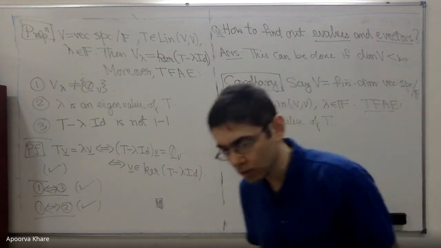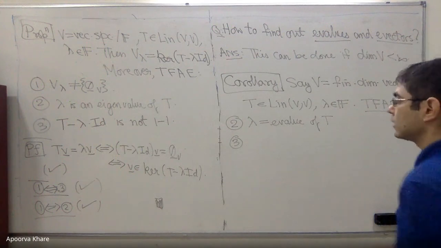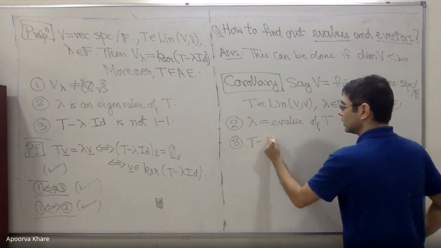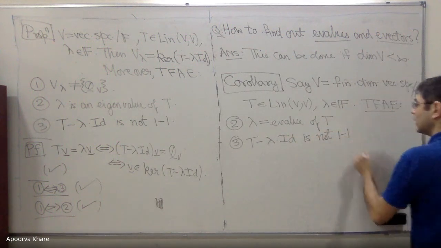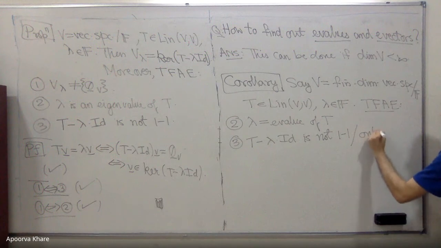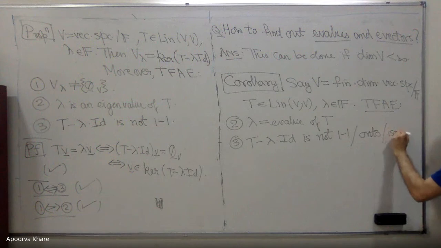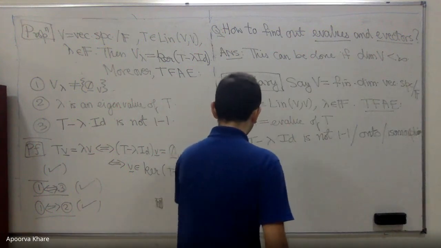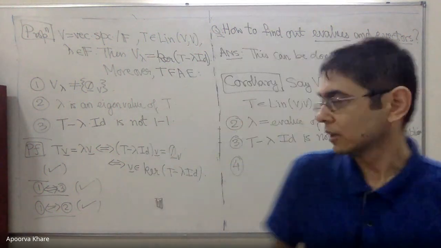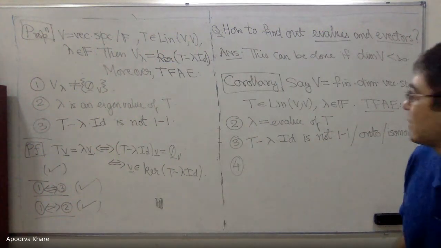Three: T minus lambda identity is not one to one, or is not onto, or is not an isomorphism. I'm just squishing it there. And the fourth condition, the extra condition that is equivalent. So 2 is literally 2, 3 is literally 3. And the 4 is that you take the determinant.